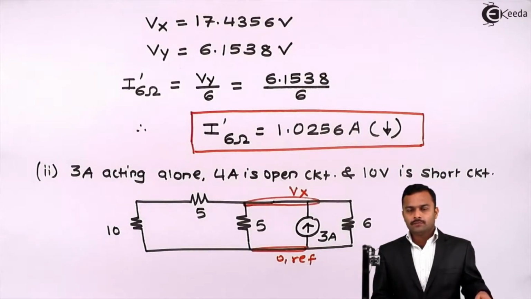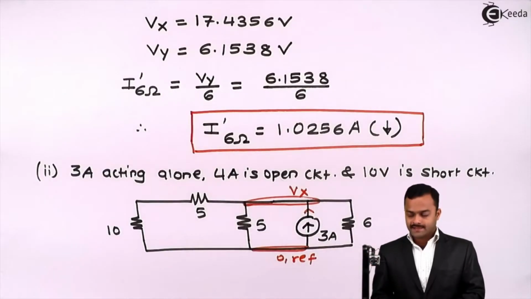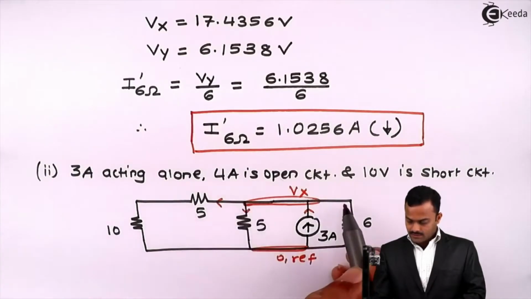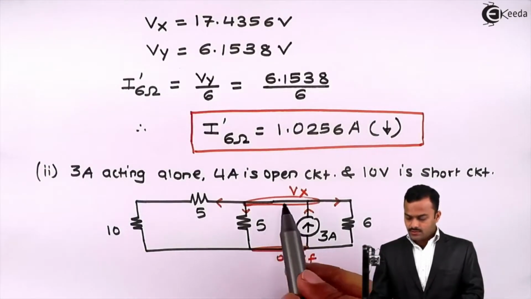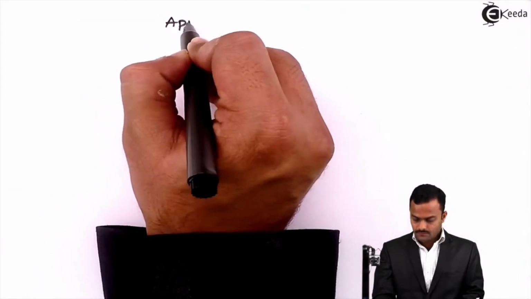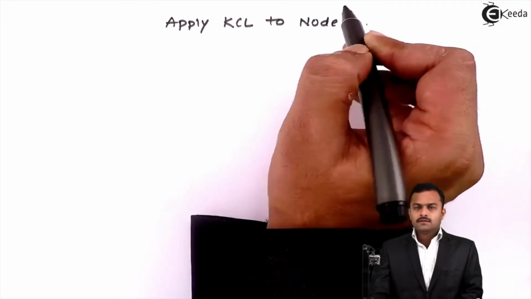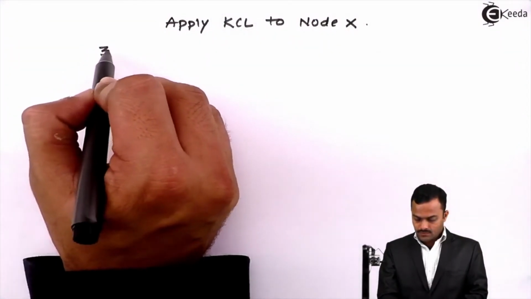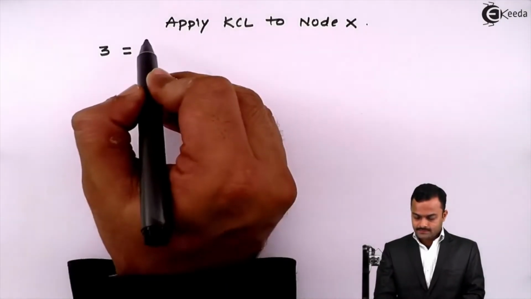Let's mark all branch currents. Here the current source is incoming for the X node, and for the remaining branches I will consider that they carry current like this. So let's apply KCL to the X node. Only one incoming current, and that is 3 ampere. So 3 equals the remaining, all of which are outgoing currents.